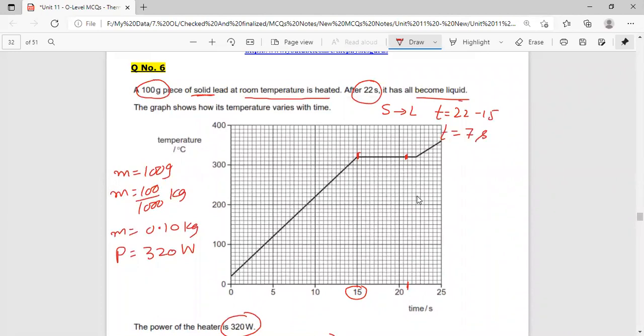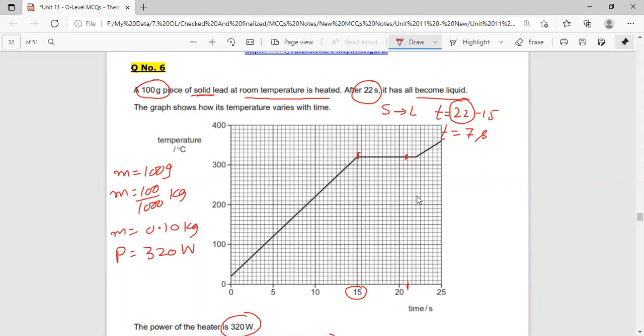So this is the blunder point. Usually students consider the time as 22 seconds and they opt for option D, which is the wrong option. So first of all, you have to find the time difference, and this will always be calculated from the beginning of the change of state, where the temperature was constant, up till the time when it was completely converted into liquid.